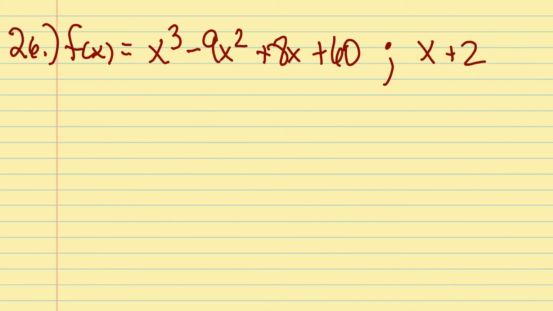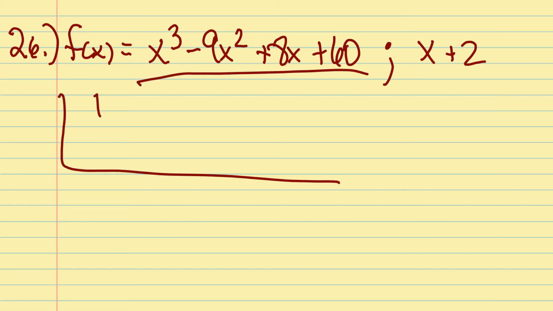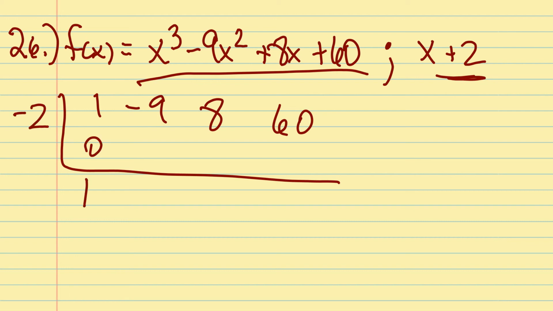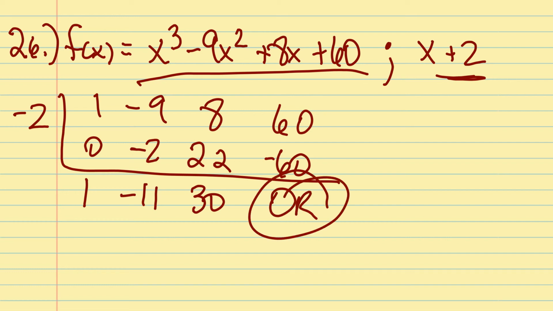All right, in 26, I'm going to spend a little bit less time going through things. I'm just going to kind of run through it. We have this function, so I make my box. 1, negative 9, 8, and 60. Negative 2 goes on the outside because that's a positive. Drop it down. 1 and 0 is 1. Negative 2. Negative 9 and negative 2 is negative 11. Negative 2 times negative 11 is positive 22. 8 and 22 is 30. Negative 2 times 30 is minus 60. Look, my remainder is right here. No remainder, just like I wanted.